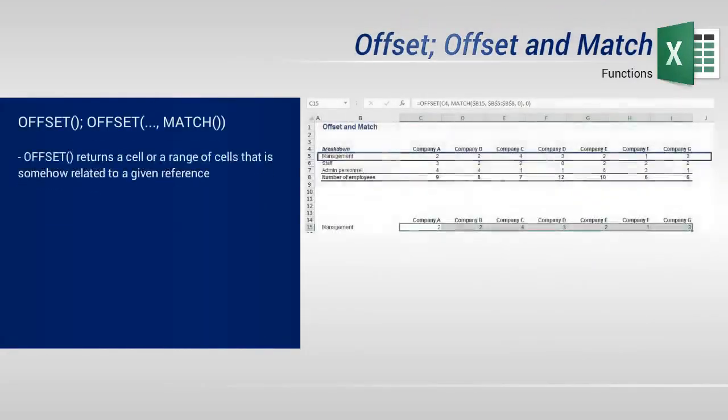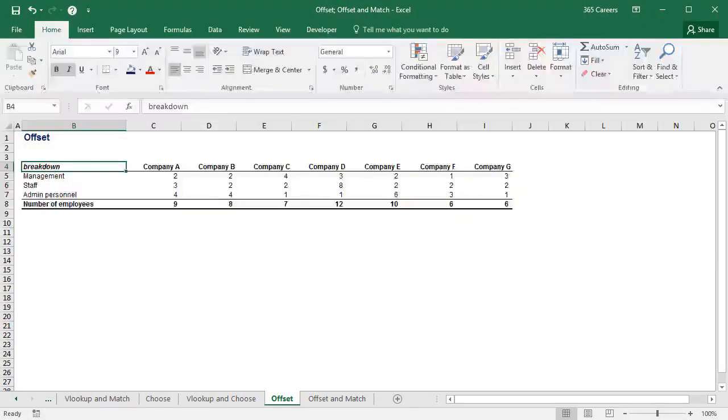All right, this is the last lesson about reference functions. We will learn how to use the offset function first, and then how to combine it with match. Offset returns a cell or a range of cells that is somehow related to a given reference. An example would be more helpful.